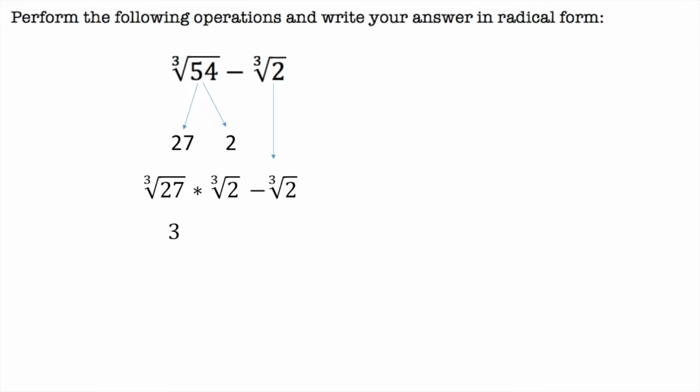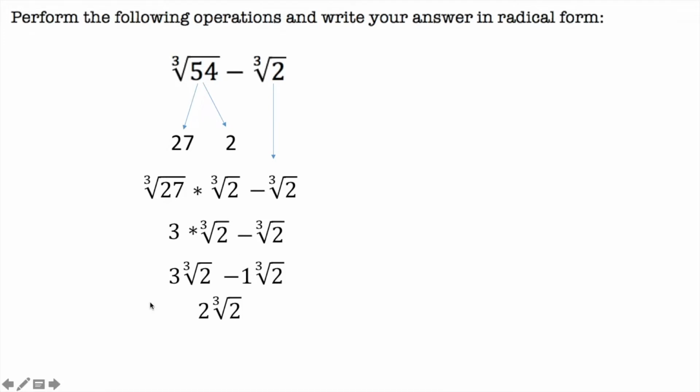Then you have times cube root of 2 minus the cube root of 2. So you're going to combine these two together. So you have the 3 times the cube root of 2 just turns into 3 cube root of 2 minus the 1 cube root of 2 up here. So 3 minus 1 gives you 2 cube root of 2, and you're done.